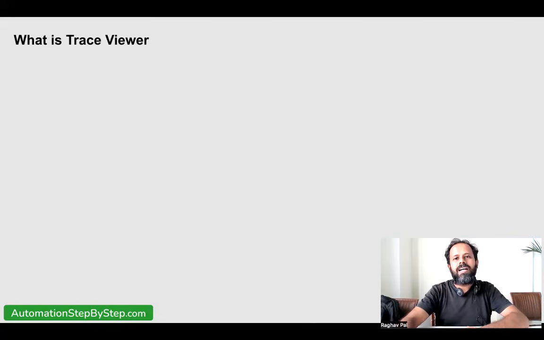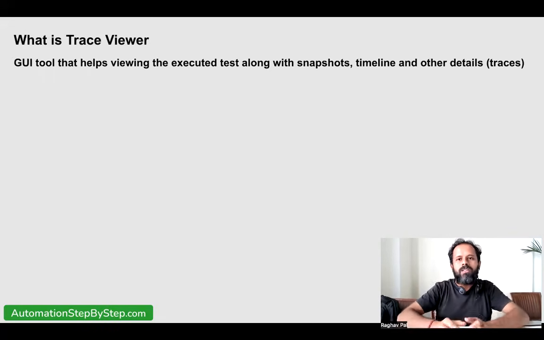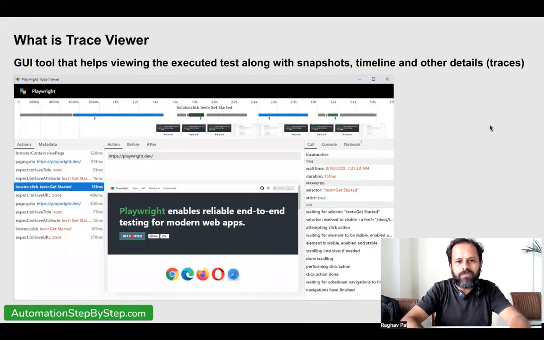So with that, let's get started and see what trace viewer is. Trace viewer in Playwright is a GUI tool that helps us view our test after it has been executed. We can go back and see how the test was executed: the snapshots, the timelines, all the screenshots, all the environment details, all the network details, and everything about our test. That is why we call it a trace, like we are tracing the test that has been executed with all the details.